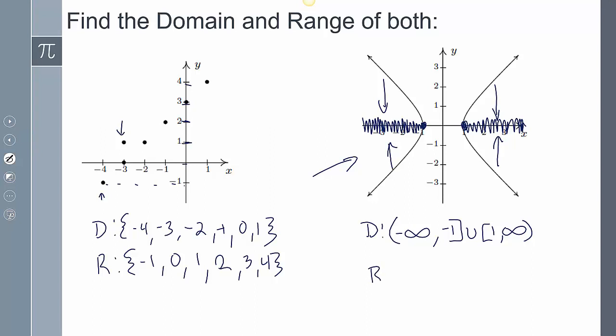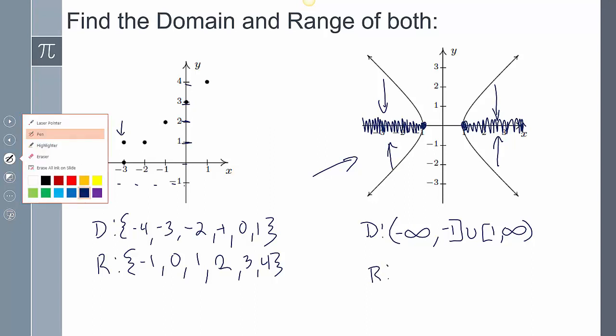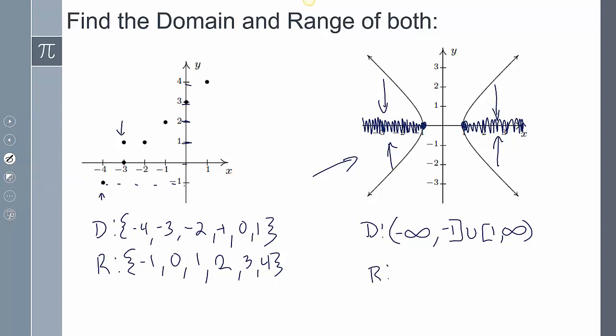Now let's examine my range. With my range here, I'm going to project everything this way. Everything's going to get projected onto my y number line. If I do that, everything's going to get flat on here. There's no gaps, there's no spaces, and so my range is going to be from -infinity to positive infinity.